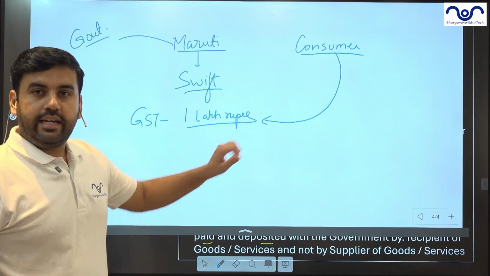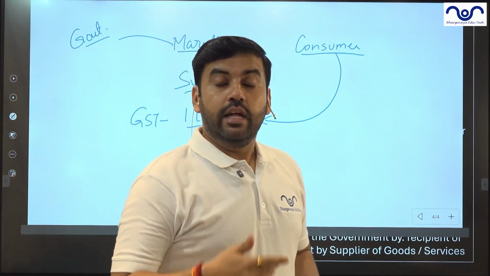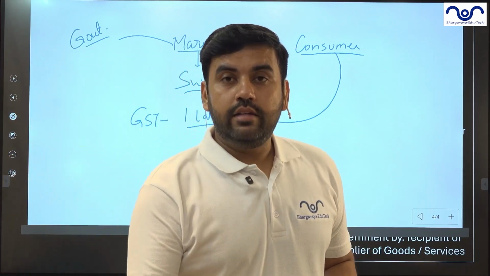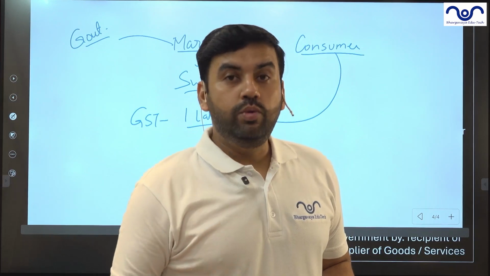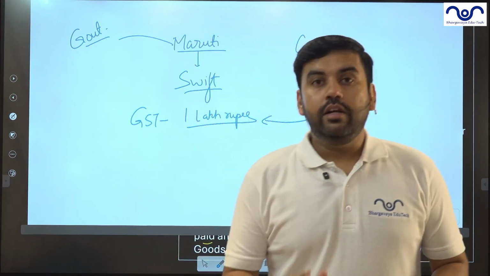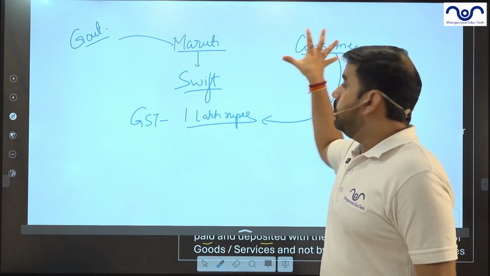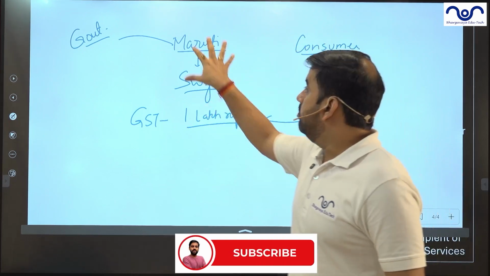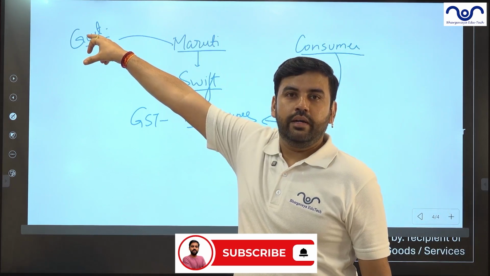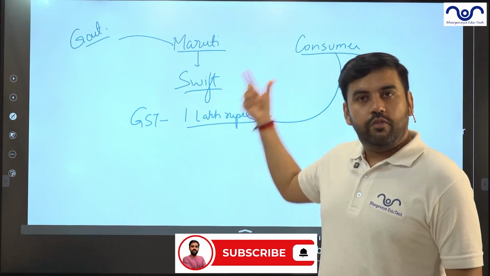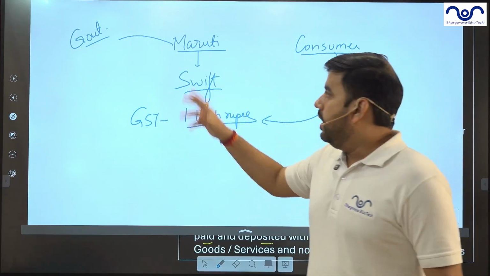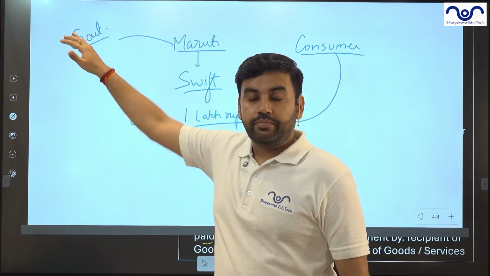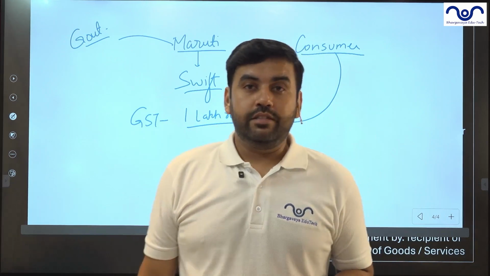because this is an indirect tax. Indirect tax means the one who pays is not the one who actually uses the material. The product was consumed by the consumer, but he is not paying the tax to the government. Maruti is paying the tax. Maruti has collected 1 lakh rupees from the consumer in the price of the product, and then they have paid this to the government. Now, what does reverse charge mechanism mean?